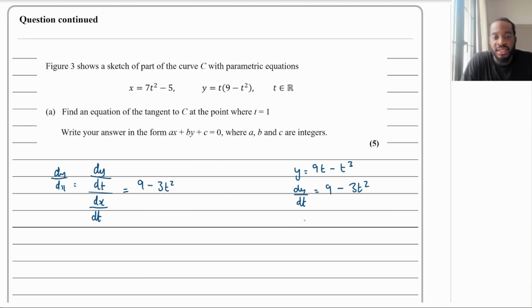And then dx over dt, I'll do here. If x is 7t squared minus 5, dx over dt is going to be, bring the 2 to the front with the 7 will be 14, and it'll be t. And then there, that will just be literally 14t.